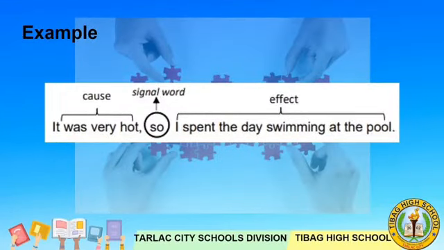Let us study this example. It was very hot, so I spent the day swimming at the pool. So, in this sentence, the writer used so, which is the signal word, in order to signal the effect in the sentence. So using the word so, or the signal word, you can now easily determine what is the effect in the given sentence. That is why the use of signal words is very effective in identifying the effect and also the cause in the sentence.